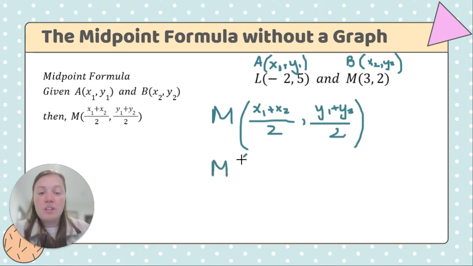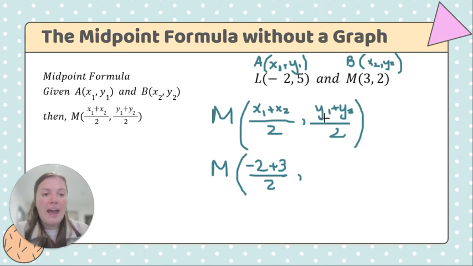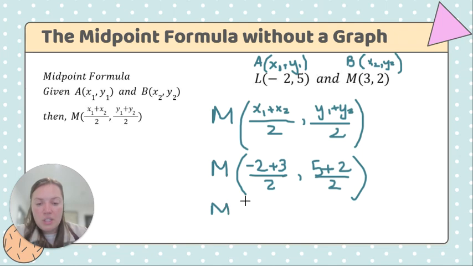That is going to, with substitution, remember we're still using substitution in this case, we have -2 plus 3 divided by 2. And then we have here our y1 value is 5, and then our y2 is 2, and divided by 2. We're going to add our values together. -2 plus 3. It's okay if you want to plug this in your calculator if you're not comfortable with negatives.